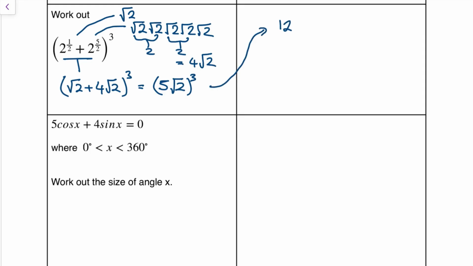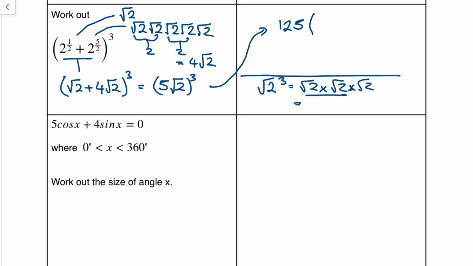Well, 5 cubed is 125. And let's write out root 2 cubed in a separate space. Root 2 cubed is the same as root 2 times root 2 times root 2. This is 2, and so therefore it's going to be 2 root 2. So it's 125 times 2 root 2, which is the same as 250 root 2. Wow, that's a great little question. I like that question. Well done if you got that.